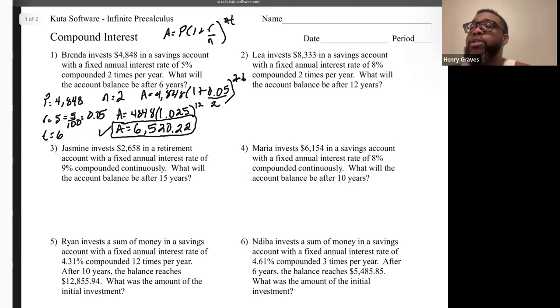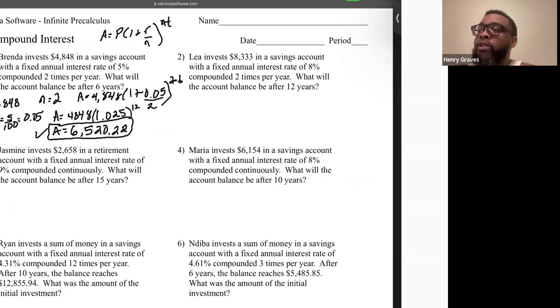Then on the second one, number 2, Leah takes $8,333. So I know that's her principal. Her rate is going to be the 8%. So I'm going to do 8 divided by 100, which is going to be 0.08. It's compounded 2 times a year, so N is going to be 2. And they want to know what is the balance after 12 years. So T is going to be 12.